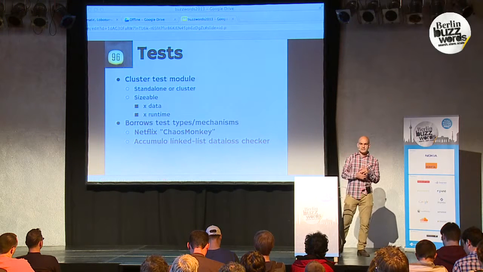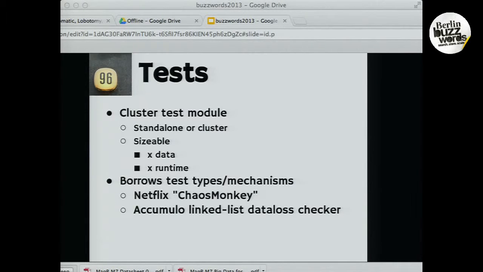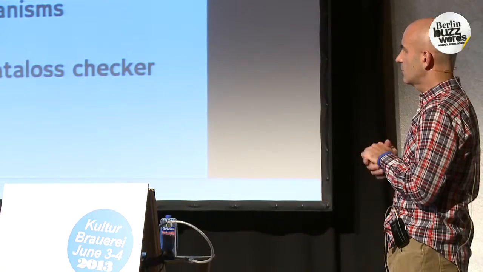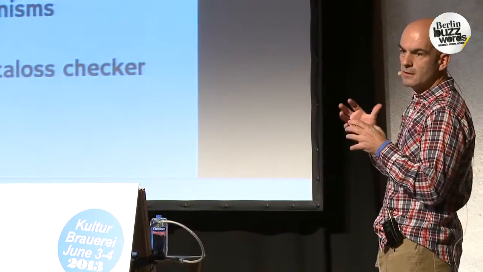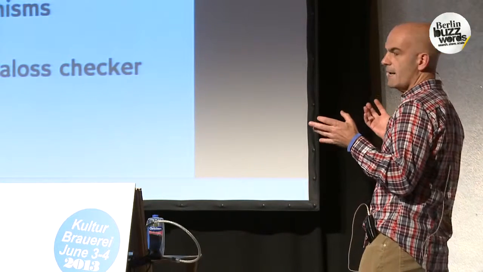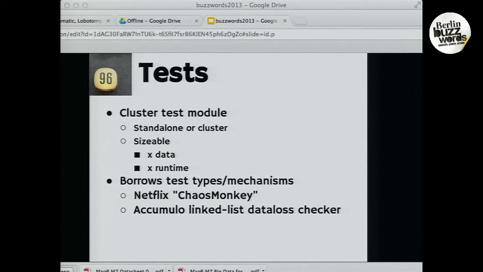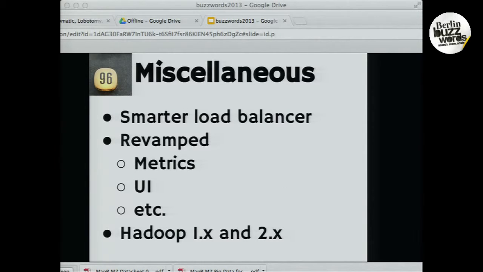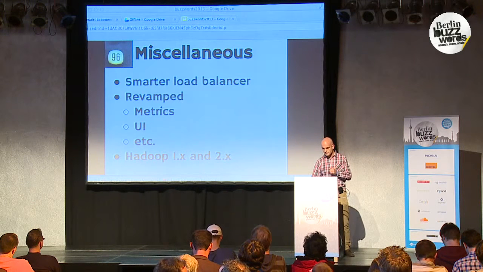That's probably my favorite thing, that we have a whole suite of integration tests. We borrowed freely from the Netflix Chaos Monkey. You can let it run loose in a cluster that's running either on a single node, or you can size it so that the same test is being run on n nodes. And you can ask it to run for like the weekend or for 5 minutes. But this has been really great at finding issues. Miscellaneous: smarter load balancing, revamped metrics, UI. It'll run on Hadoop 1, Hadoop 2.